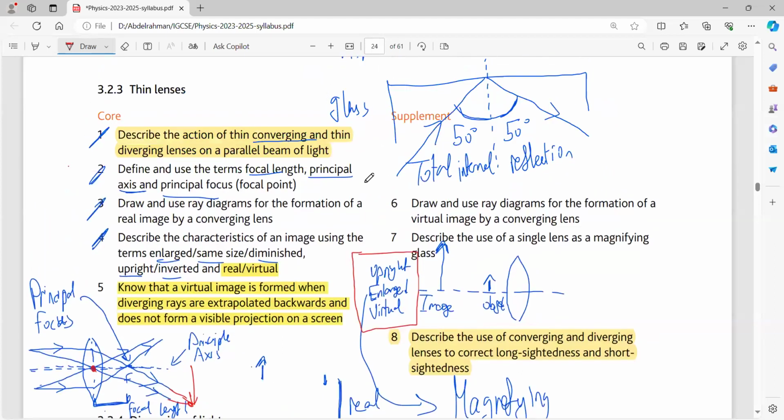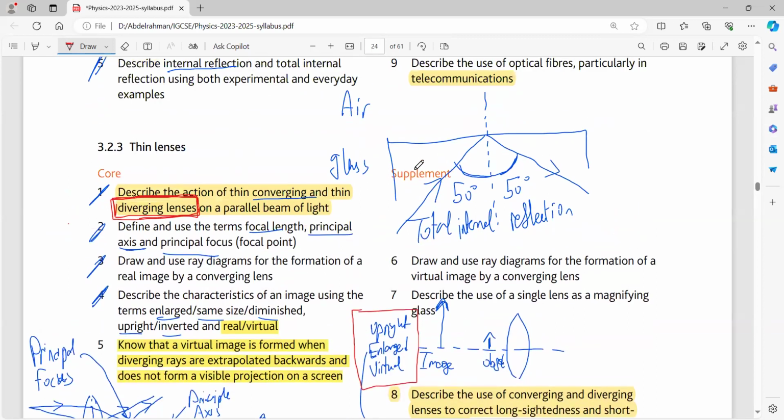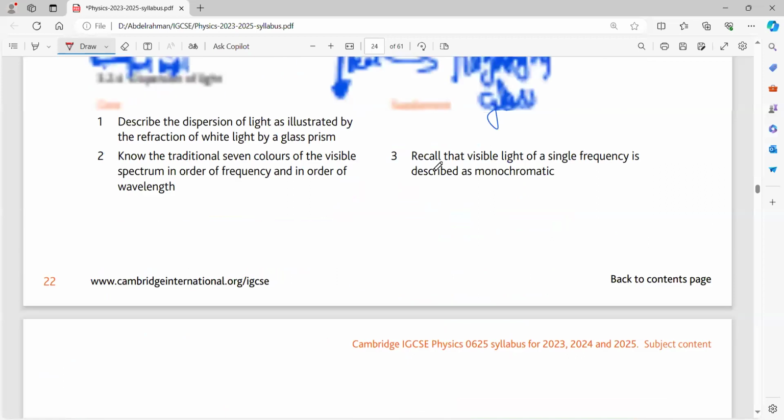What is a diverging lens? One of the new points. You are not required to know much about the diverging lens, to be very honest. But what is diverging? Diverging means that the rays move away. Converging means that the rays move together or closer.